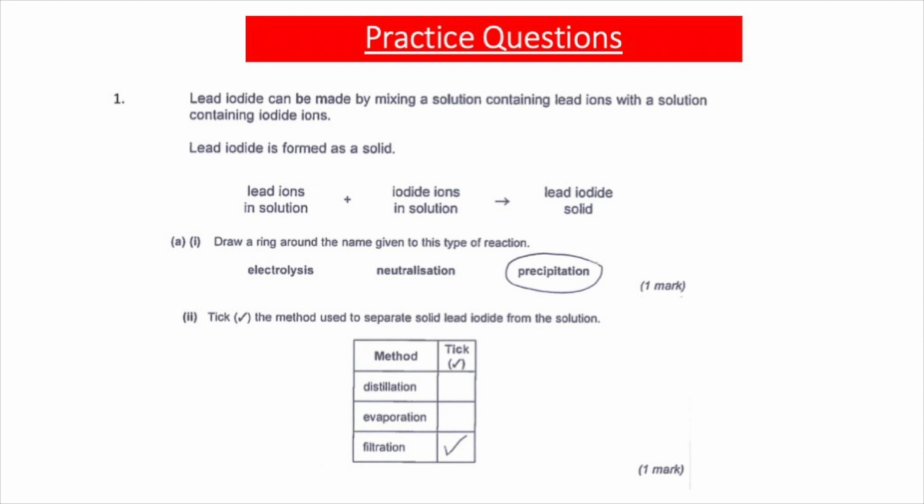So the question is saying that lead iodide is made by mixing a solution of lead ions with a solution containing iodide ions. And it's asking you to draw a ring around the name given to this type of reaction. So this is worth 1 mark, and the answer is a precipitation reaction. And for part 2, it's asking you to tick the method used to separate the solid lead iodide from the solution, and this is also worth 1 mark, and the answer is filtration.